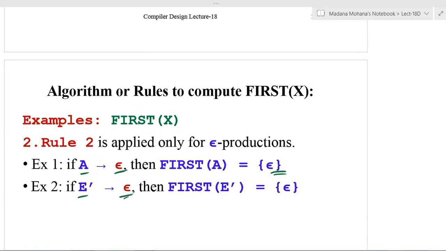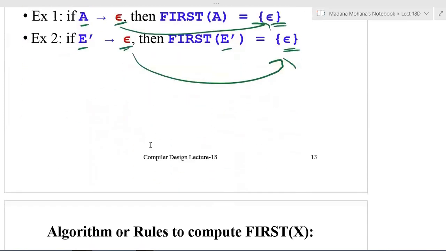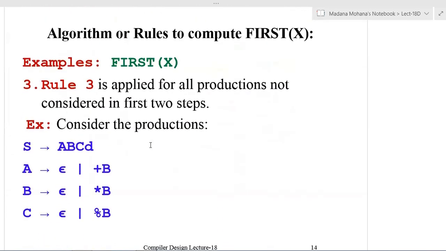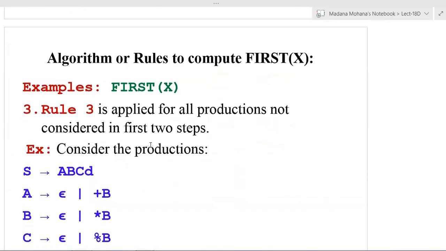Then again, E dash derives null. E dash contains a null production. Therefore, first of E dash equals null only. Directly, you can take this null value. That is rule 2. Then rule 3. Rule 3 applies when the right hand side production starts with a variable. Rule 3 is applied for all productions not considered in the first 2 steps.